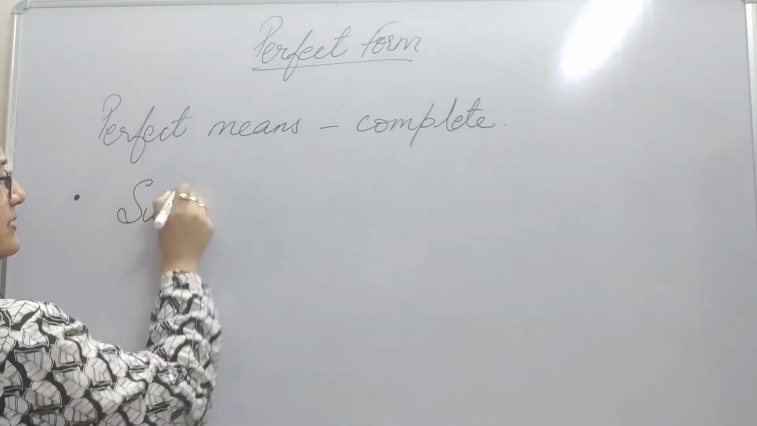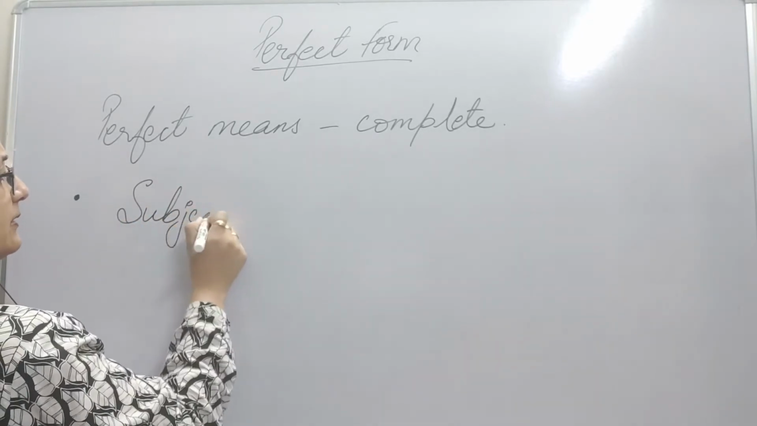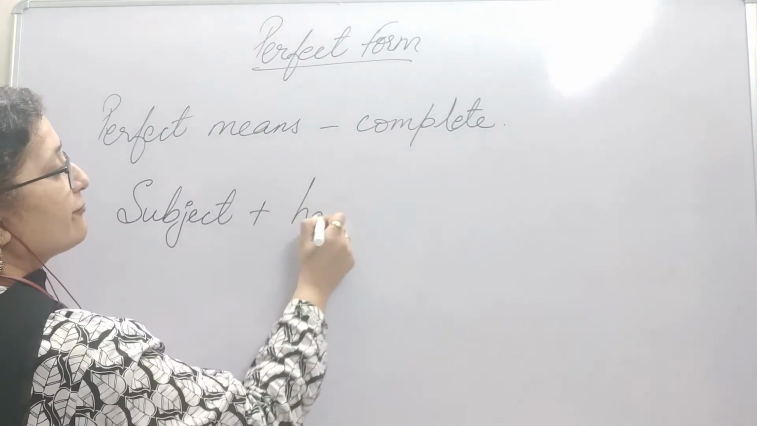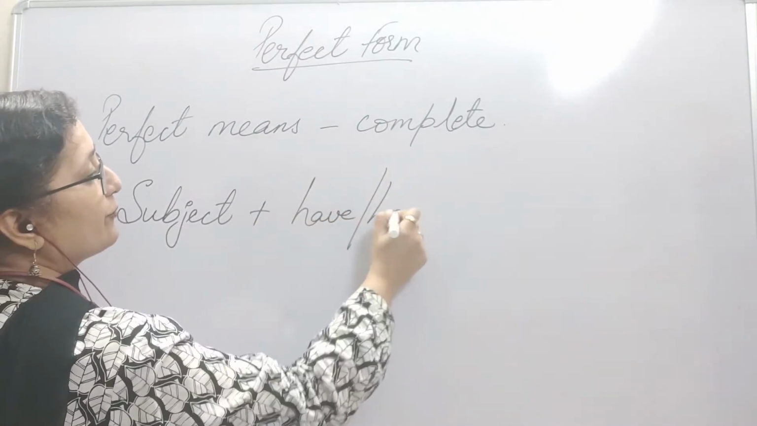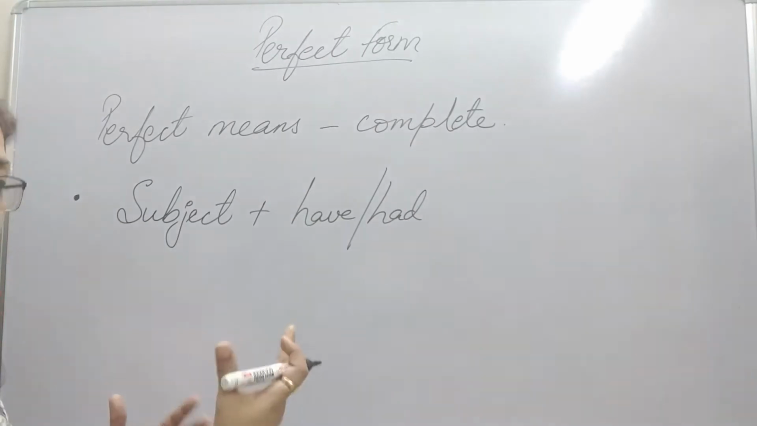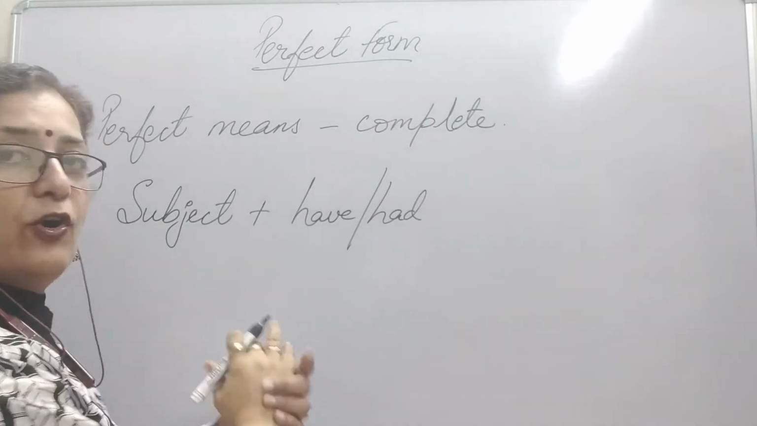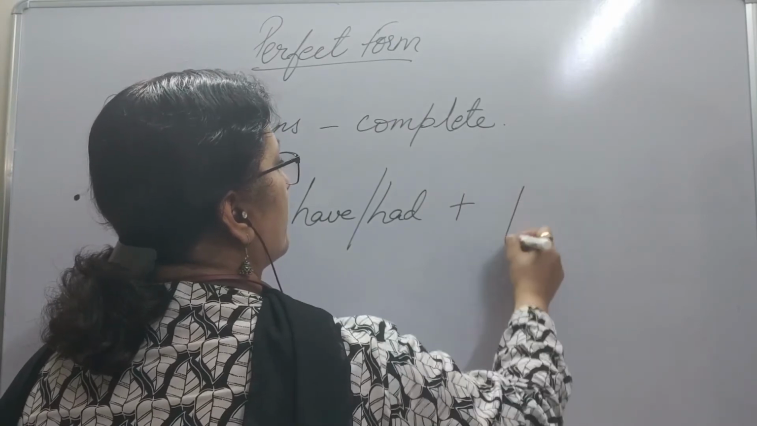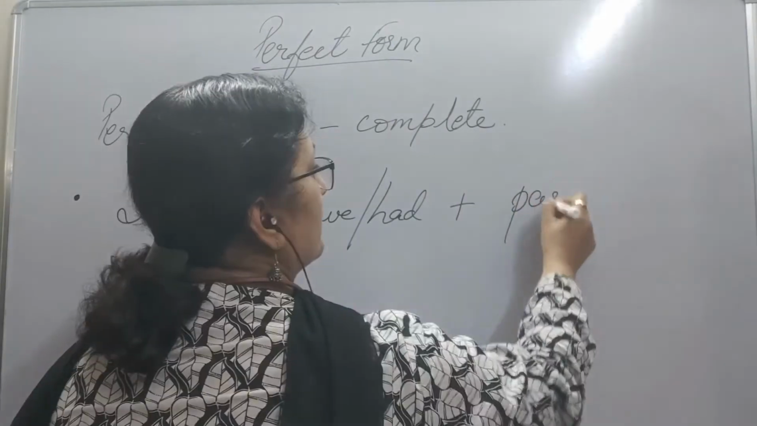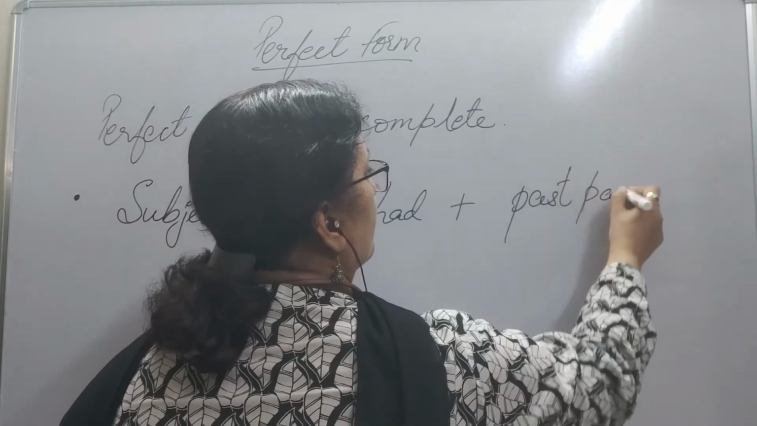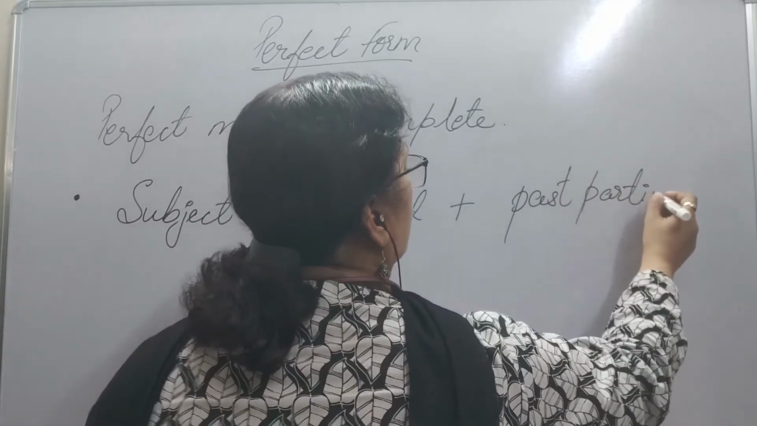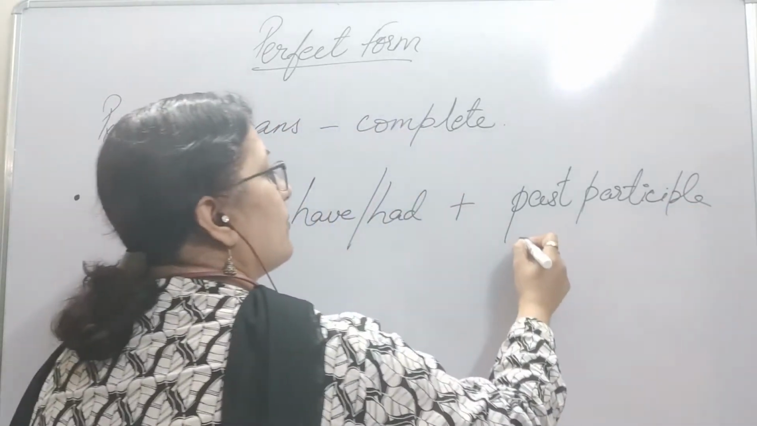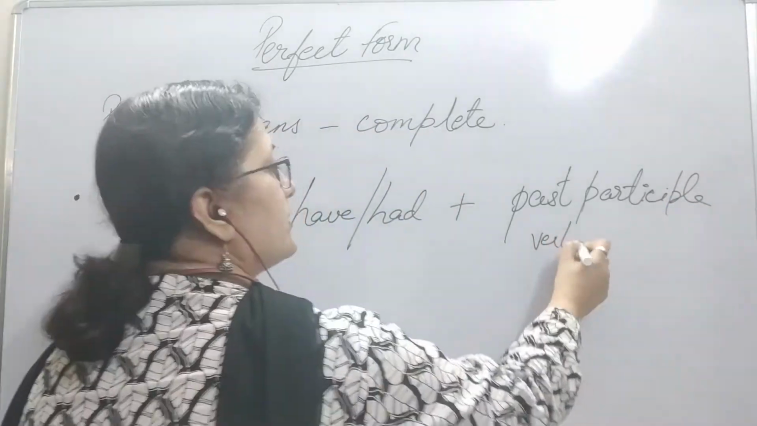Obviously, the first thing is the subject in a sentence. Then we add the have or had form of it. Before the word, the helping verb have or had is used. And what is it here? The past participle form of the verb is written.